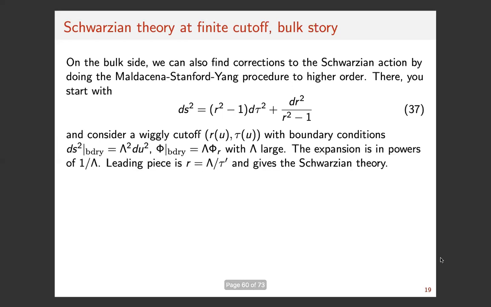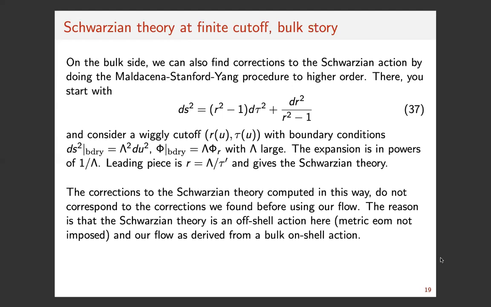The reason is that we found this deformation using bulk on-shell equations. In particular, I used this Hamiltonian constraint to rewrite this O again. And the Schwarzian action is actually an off-shell action. You haven't imposed a metric equation of motion in that case. So these two flows, the Maldacena-Yang-Stanford procedure and our deformation, will result in something different off-shell, but on-shell there will again be an agreement.